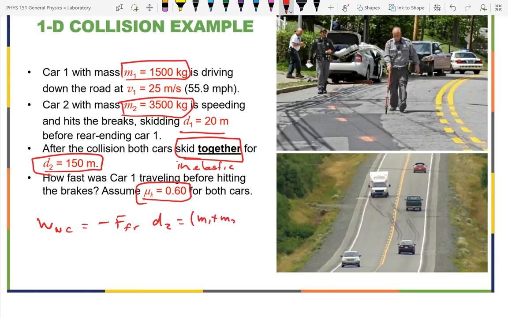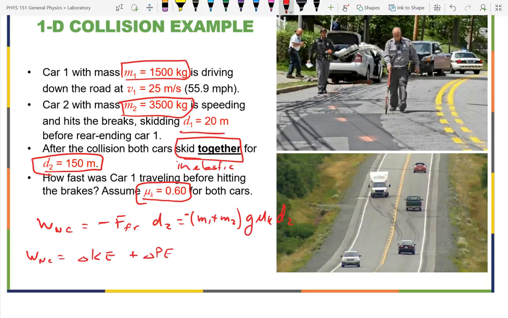So M1 plus M2, because they were stuck together, so that's my work non-conservative, and I forgot the minus sign. Oh, that would give you a bad problem if you put the minus sign. So work non-conservative, what's it equal to according to the work energy theorem? The work energy theorem says the work non-conservative is equal to the change in kinetic energy plus the change in potential energy.